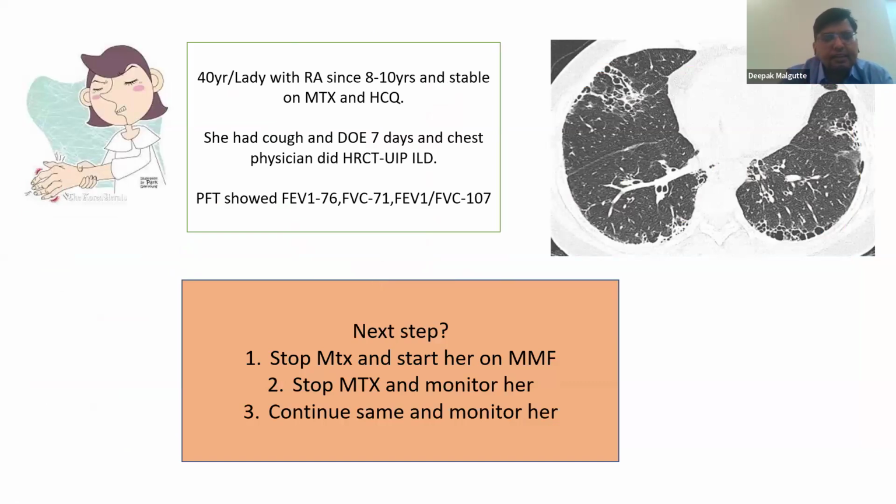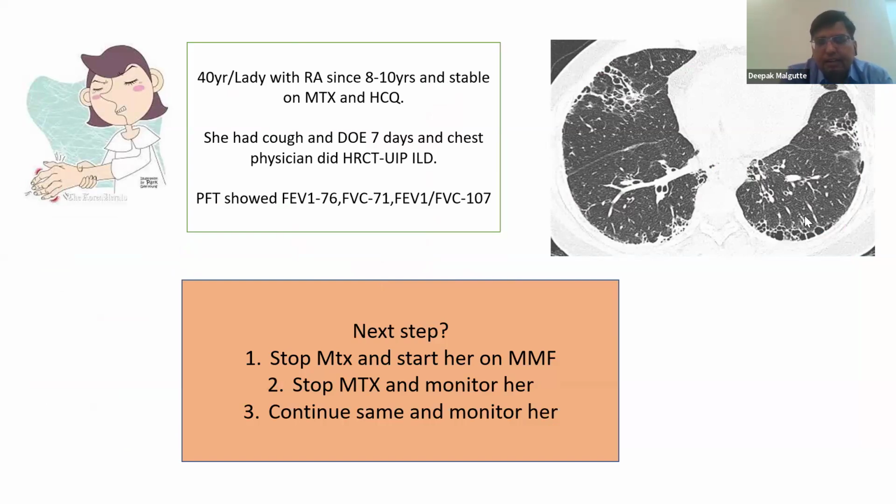So let's see this case, a 40-year-old lady with rheumatoid arthritis who for 8 to 10 years was on methotrexate and HCQ, and she developed cough and dyspnea on exertion for 7 days, and her physician did an HRCT, which showed this UIP pattern of ILD.